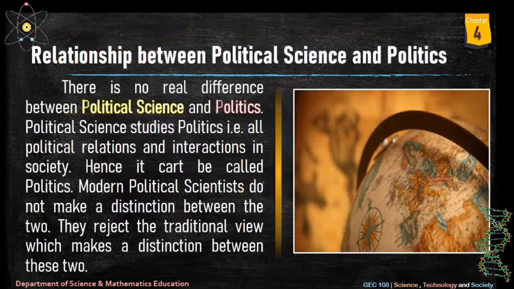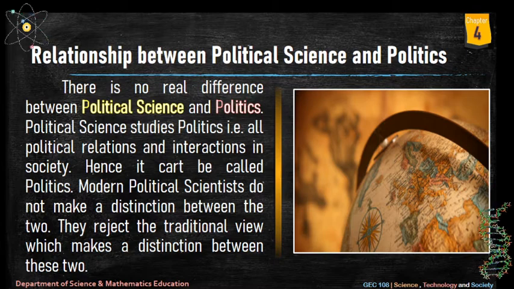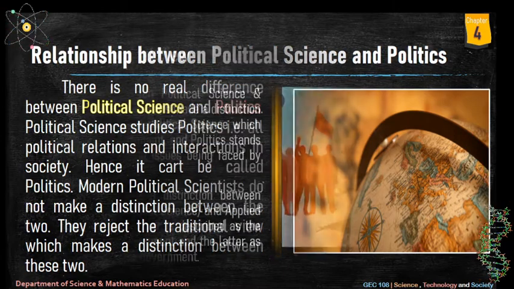Relationship between political science and politics. There is no real difference between political science and politics. Political science studies politics, i.e. all political relations and interactions in society. Hence it can't be called politics. Modern political scientists do not make a distinction between the two. They reject the traditional view which makes a distinction between these two.